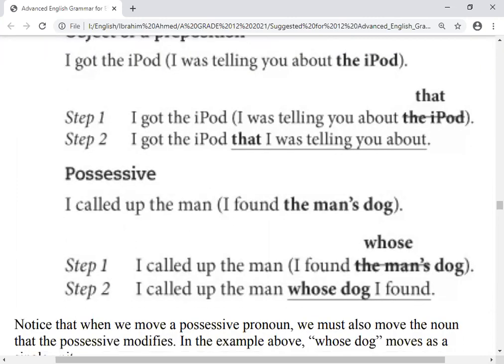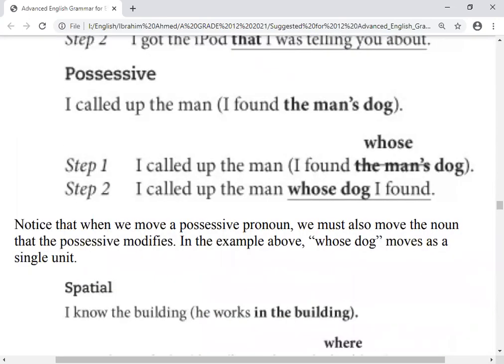In the possessive role: I called up the man. I found the man's dog. Here we have possession, the man's dog. So for possession, we use whose, the possessive pronoun. I found whose dog. I called the man. Pull whose along with the word dog. They must be one unit, pulled to the beginning here. I called up the man whose dog I found.